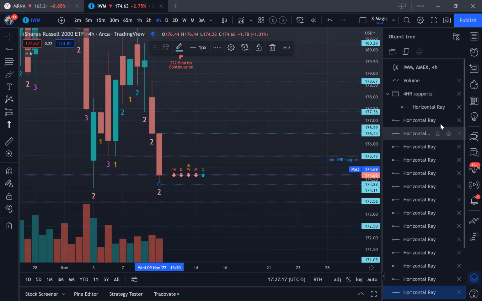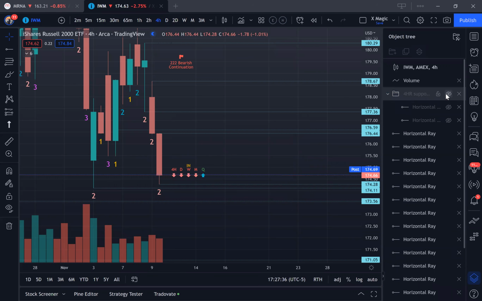And then this one, oh, yeah, this is why it's always good to label them. All right, well, this 4-hour. So let's just bring this up here. So yeah, if you ever want to turn them all off at the same time, you can do that in a really, really quick way as opposed to going one by one. It's really obnoxious.